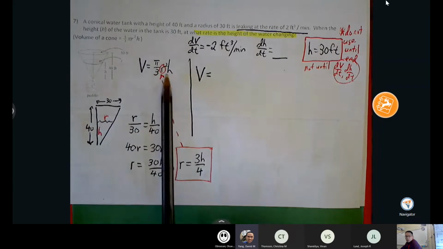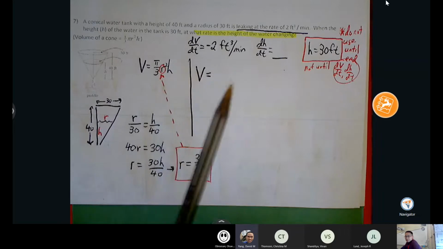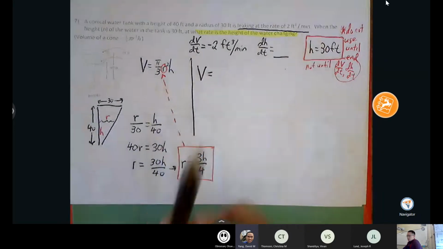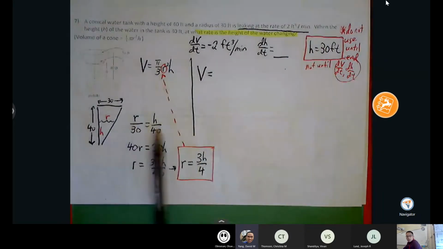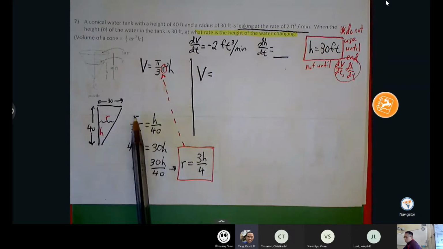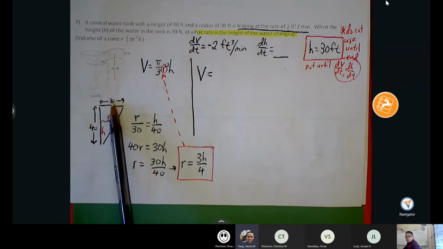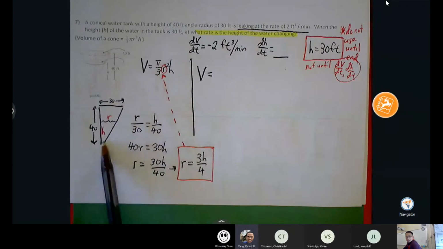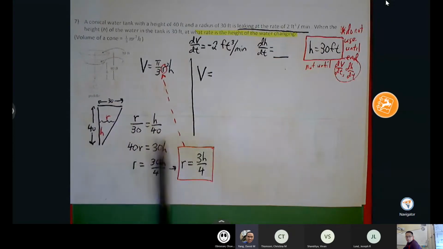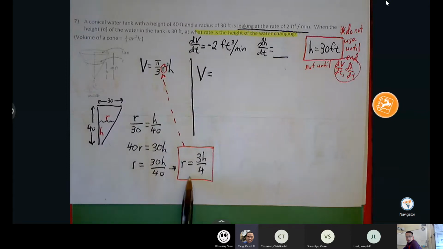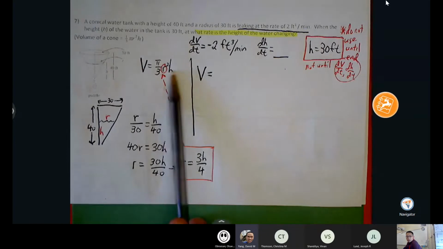Okay. We know that we're dealing with a volume equation. We know that we have to involve similar triangles. So I'm going to build my proportion here. Small radius is to the big radius, and small height is to the big height. Cross multiply, solve for r. I get 30 over 40 h, or 3h over 4, and now I'm ready to plug in.